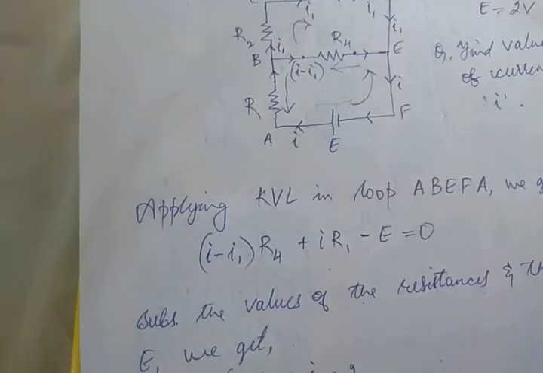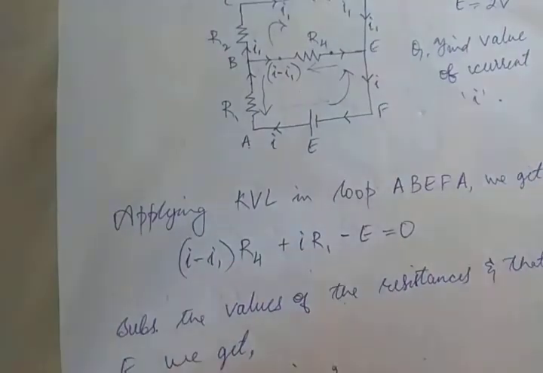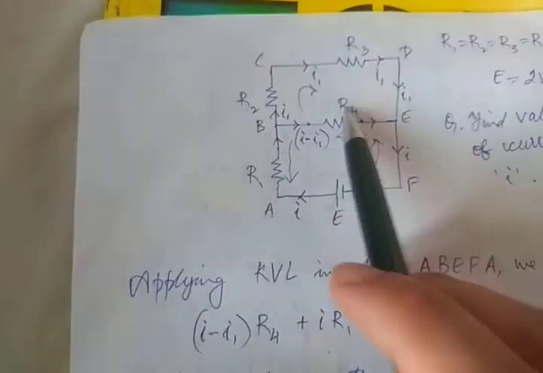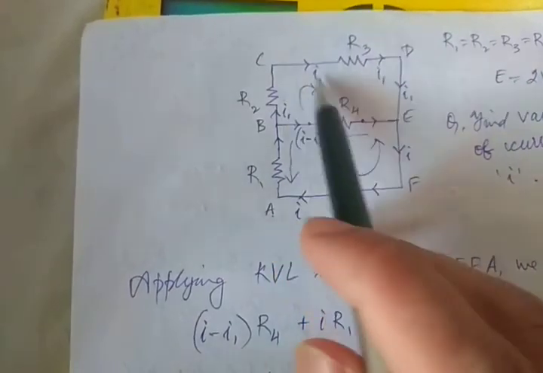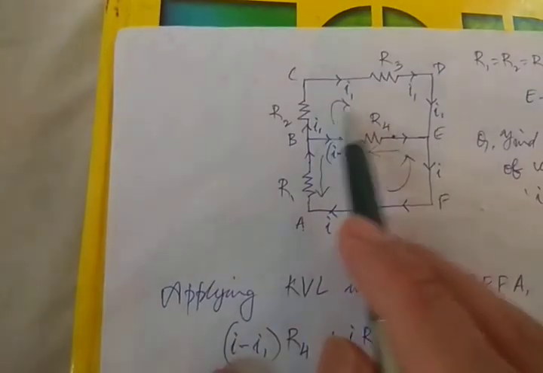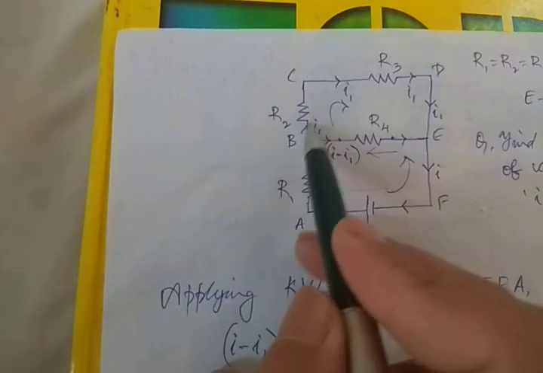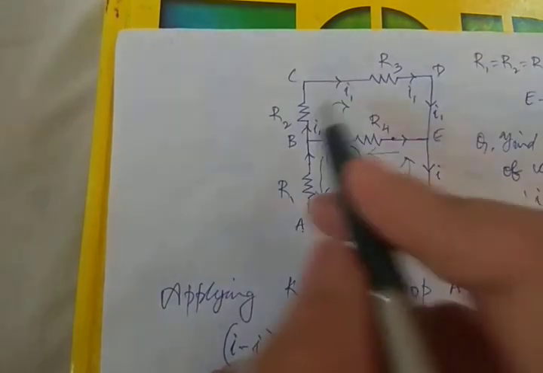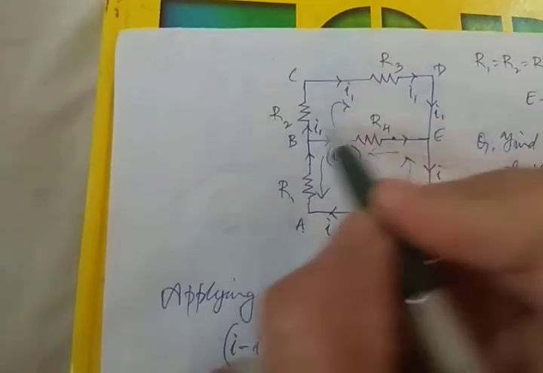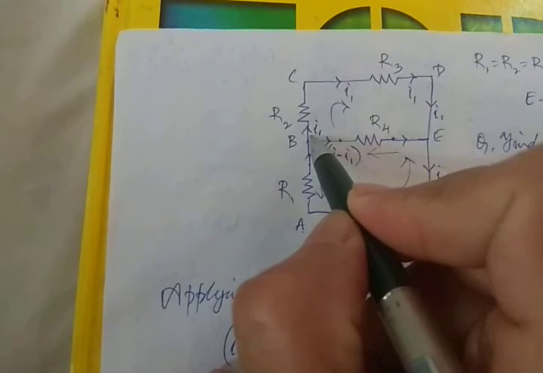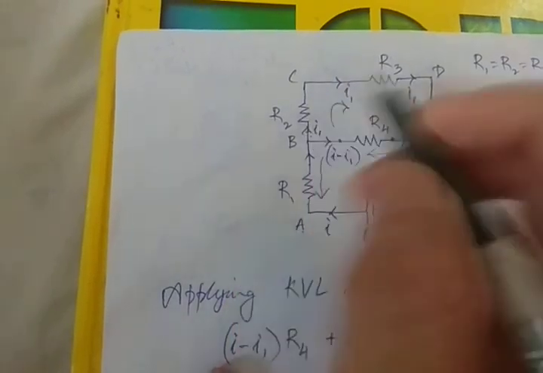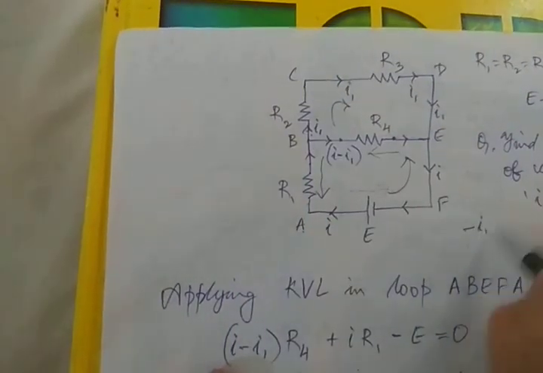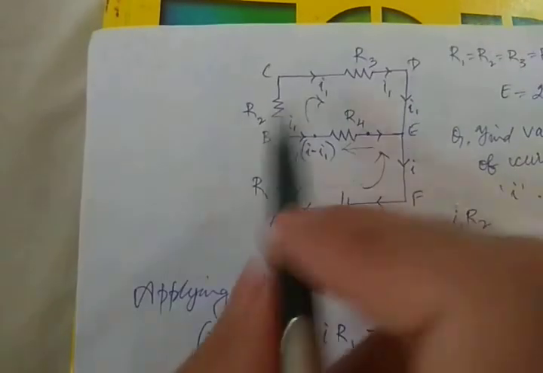So this is equal to 0. Same way here in the upper loop, I have taken the clockwise sense. So first of all, I encounter R2. I'm moving in this direction, same as that of the current, so I'm moving from higher potential to lower potential. So this is minus I1 R2.